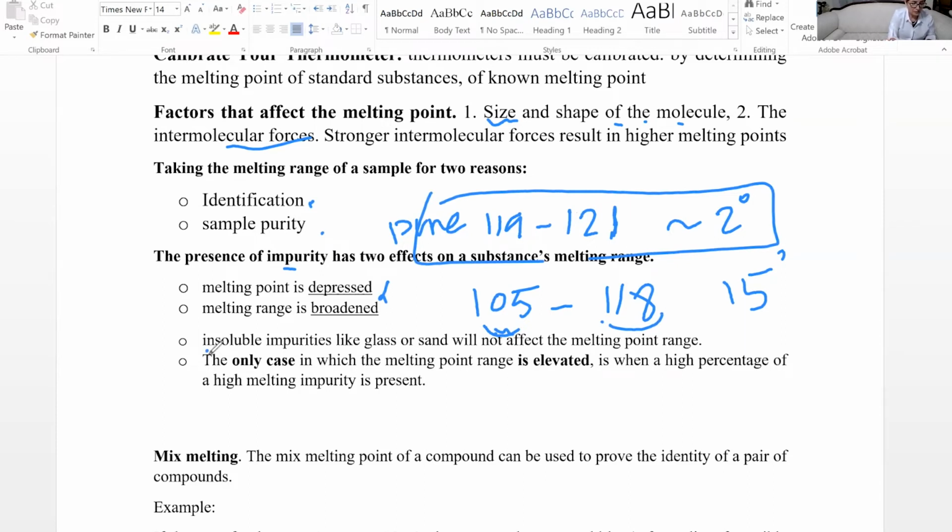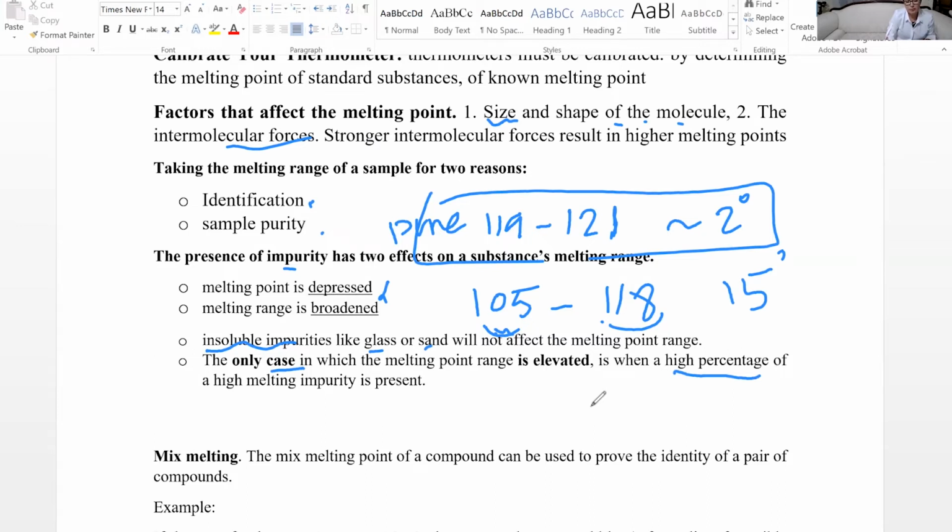Most organic compounds are soluble in one another, but if you have insoluble impurities like glass or sand, they are not going to affect the melting point or the range of melting. They basically are not going to melt, so your sample is going to melt. The melting point is always lowered by impurity. You cannot increase it unless a very high percentage of an impurity with a high melting point is present.